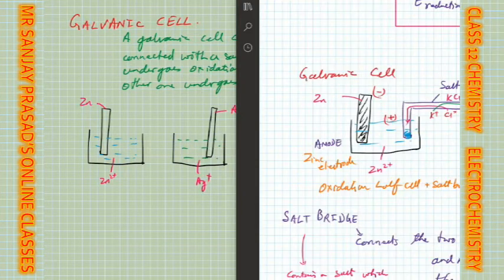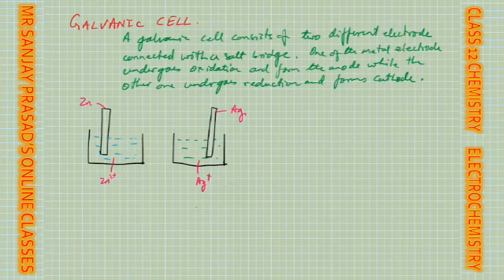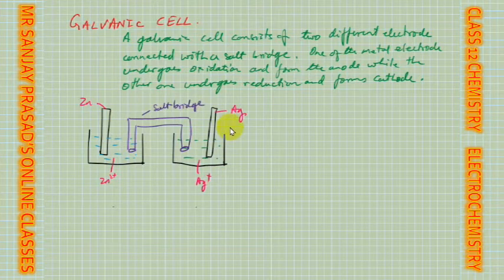These two are half cells, and these two half cells we are going to connect with the help of a salt bridge. So if you see, the salt bridge looks like this. It's a tube which is upside down. We have a tube like this, and this tube, the salt bridge, is filled with an electrolyte, means salt solution.